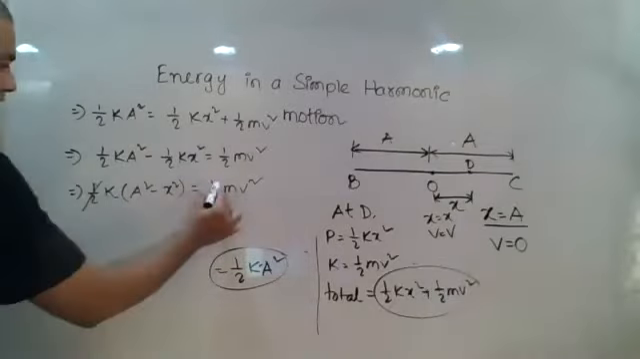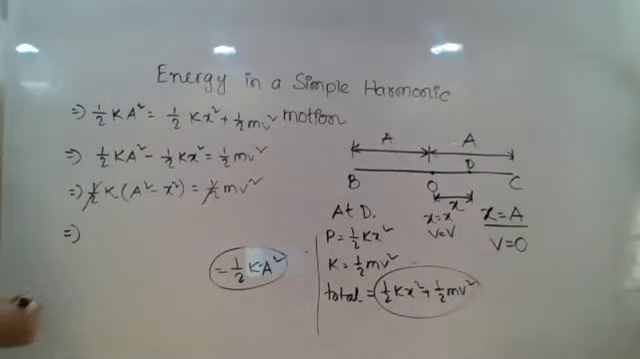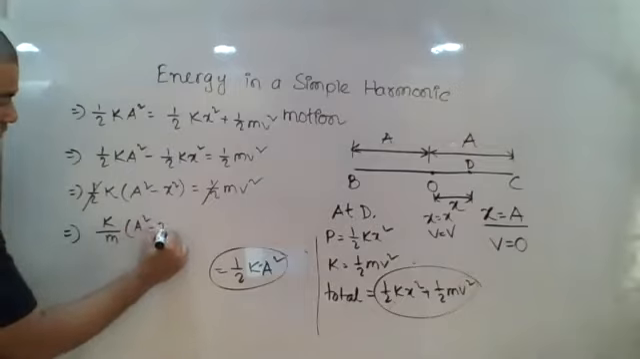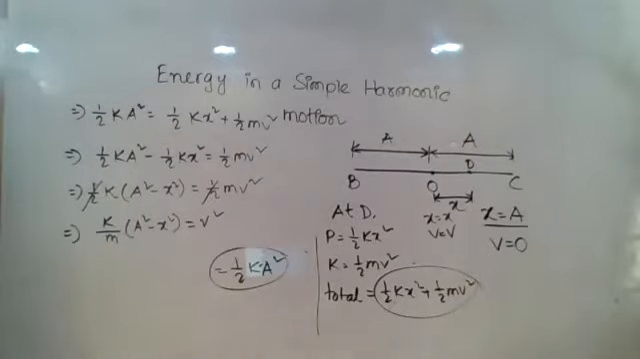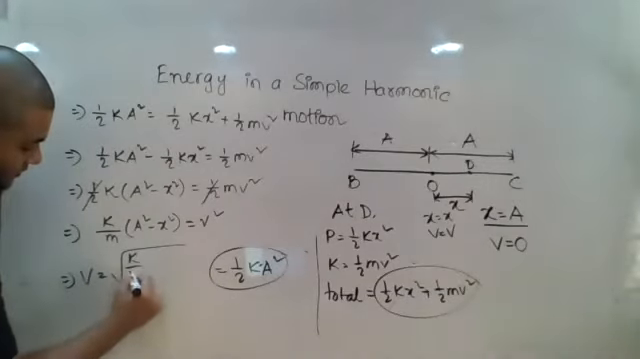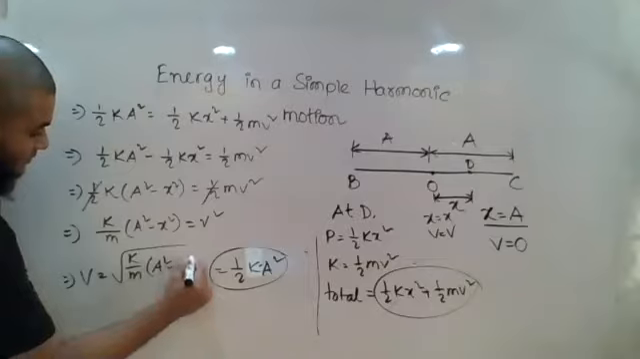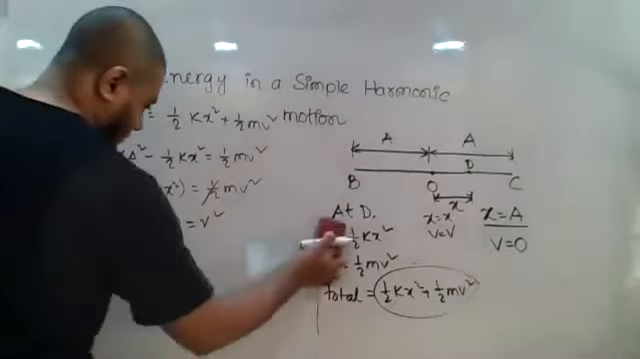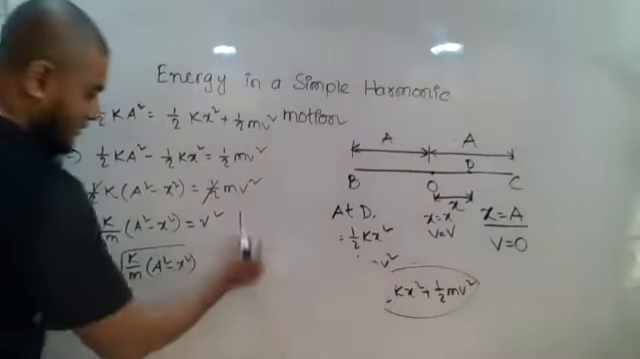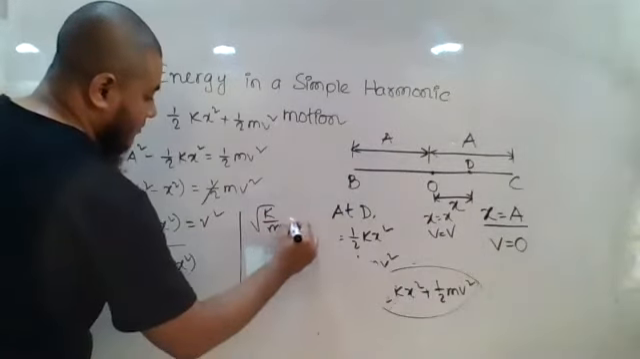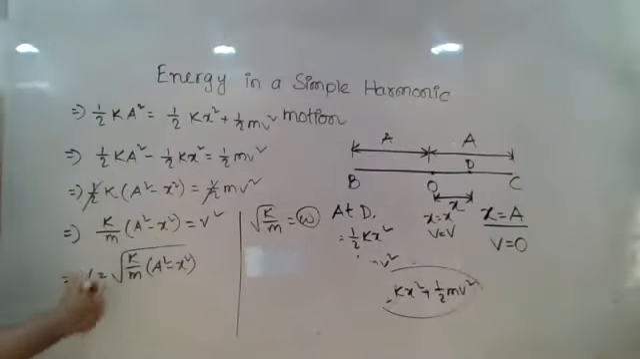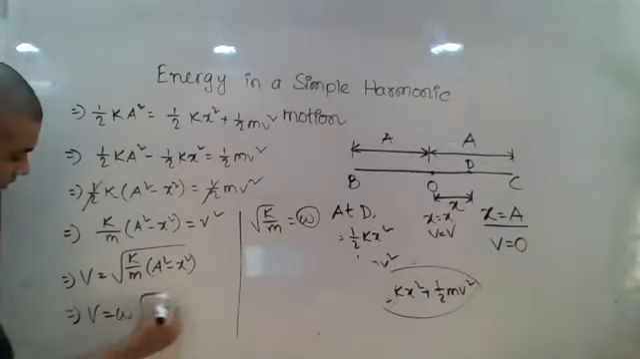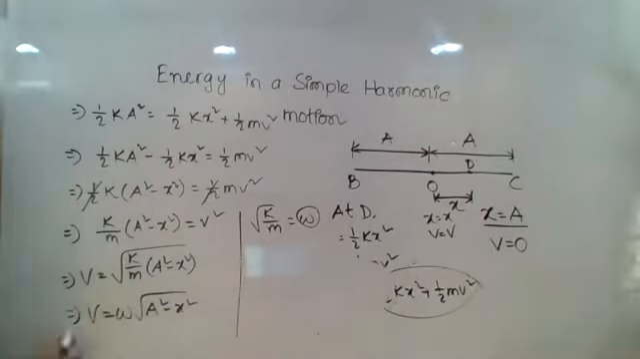So from both sides, half and half we can cancel. So m, if I bring it on this side, it will be k by m. A square minus x square is equal to v square. So v will be equal to root over k by m times A square minus x square. Now we know that root over k by m is equal to omega, that is the angular velocity. So if I replace it here, it will be v is equal to omega root over A square minus x square. This is the equation that we are trying to develop.